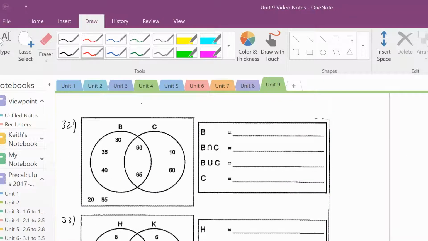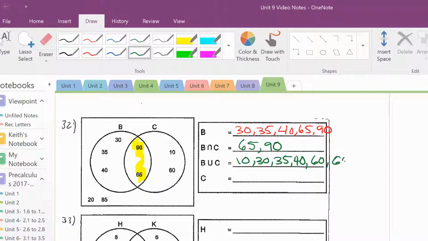All right, so if you look at the next one, it is similar. B has 30, 35, 40, and then 65 and 90. And then the intersection, remember, is right here, the overlap, so that's just 65 and 90. Union means to put these together, so 10, 30, 35, 40, 60, 65, and 90. So all the numbers basically. And just C is all the ones in C: 10, 60, 65, 90.